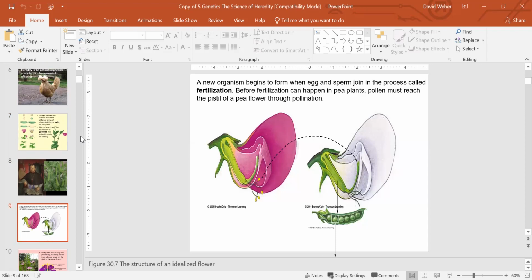A new organism begins to form when the egg and sperm join in a process called fertilization. Before fertilization can happen in pea plants, pollen must reach the pistil of the pea flower through pollination. The stamen actually has the sperm, which is the pollen. The pistil is basically the female portion of the plant, and that is where fertilization will take place. Pause the video until you're done writing.